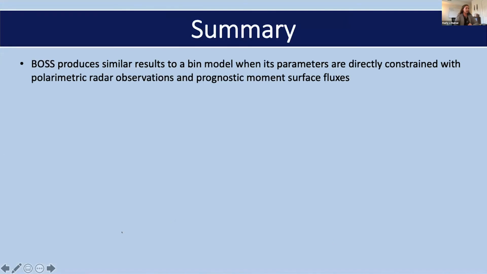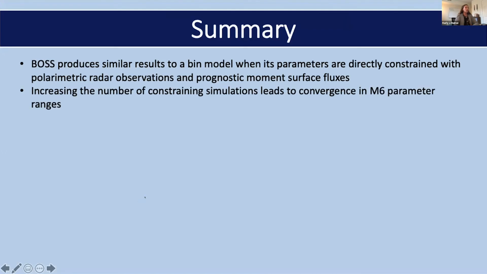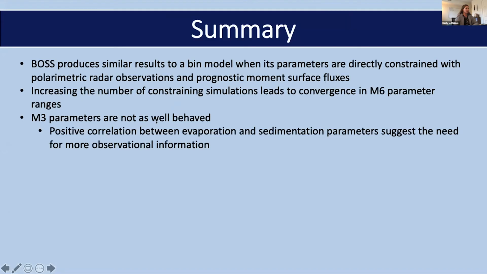So just to briefly summarize, we showed that BOSS produces similar results to a bin model when its parameters are directly constrained with radar observations and prognostic moment surface fluxes. We showed that increasing the number of constraining simulations leads to convergence in the M6 parameter ranges, and that this increase in constraining simulations did not really improve the M3 parameters quite as much. And we think this is due to this positive correlation between evaporation and sedimentation, which is telling us that we need more observational information to constrain these M3 processes.